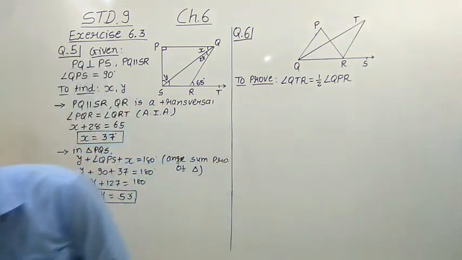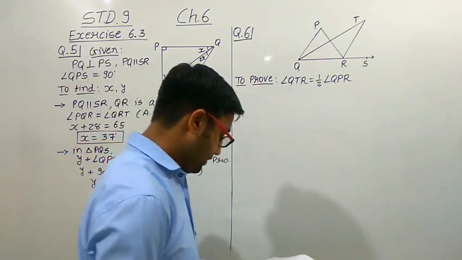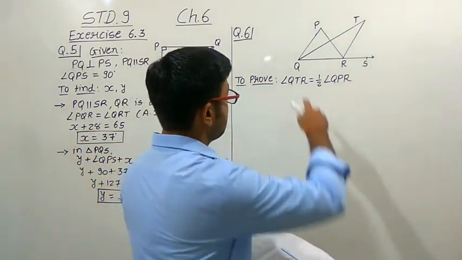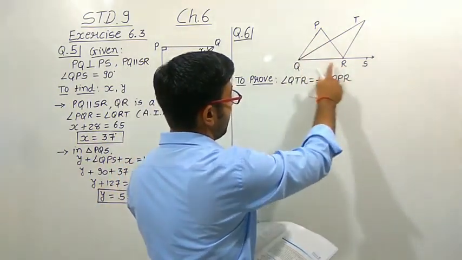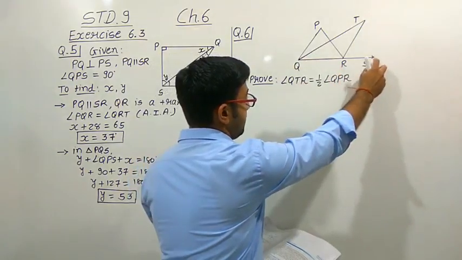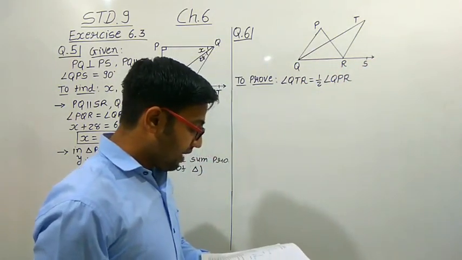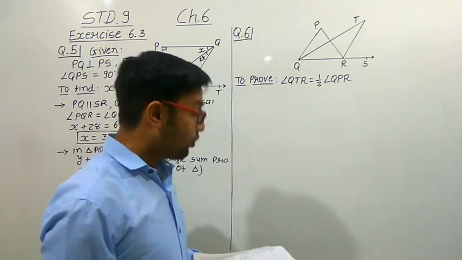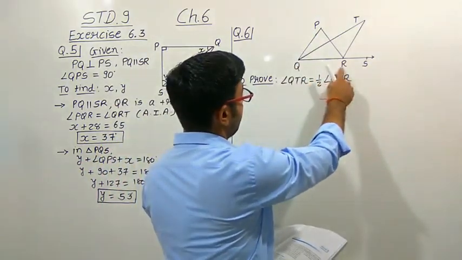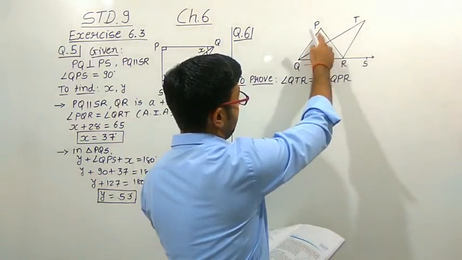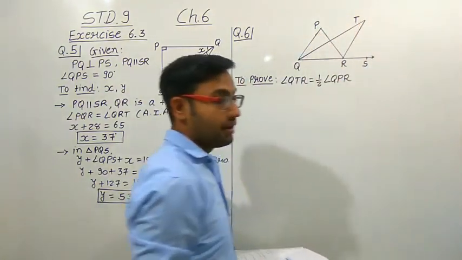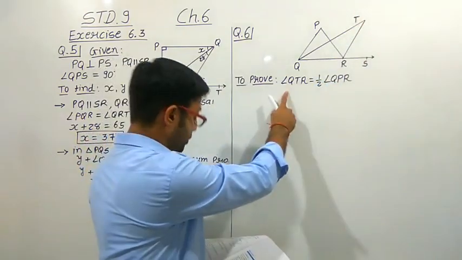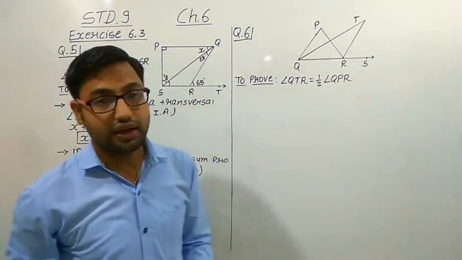Okay, let us study question number 6. Here it is given that side QR of triangle PQR is produced to a point S. There is a triangle PQR, and this side QR is extended to point S. The bisectors of angle PQR and angle PRS meet at point T. The bisector of angle PQR is this QT, and the bisector of angle PRS is this RT. Both meet at point T. And we have to prove that angle QTR is equal to 1/2 of angle QPR.